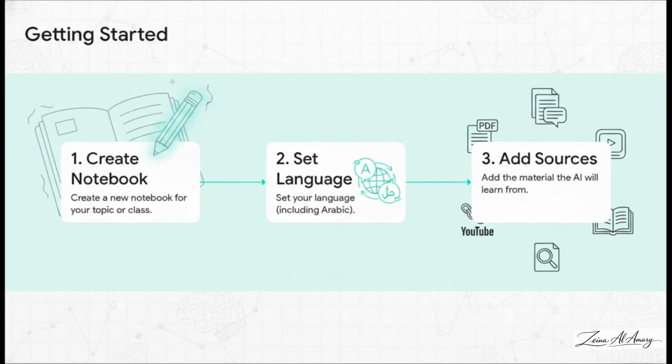And getting started is incredibly simple. Step 1, create a new notebook. Step 2, set your language, and you'll be happy to know it has fantastic support for Arabic. And finally, step 3, the most important part, add your sources. This is the brain food for your AI.